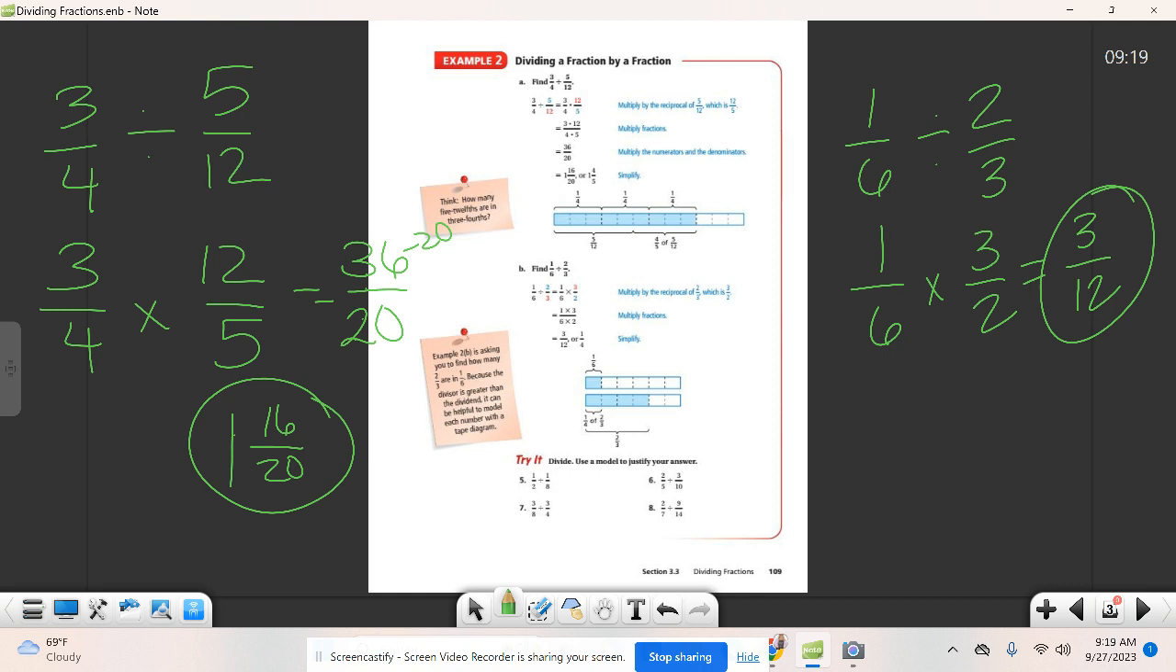There's a try it section, 5, 6, 7, and 8. I want you to try those 4 for me. I'll give you about 60 seconds. Do we have to simplify? You do not have to simplify. Do we have to convert? Just divide it for now.